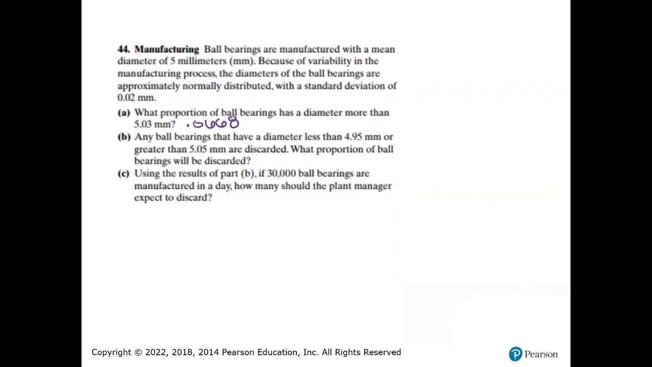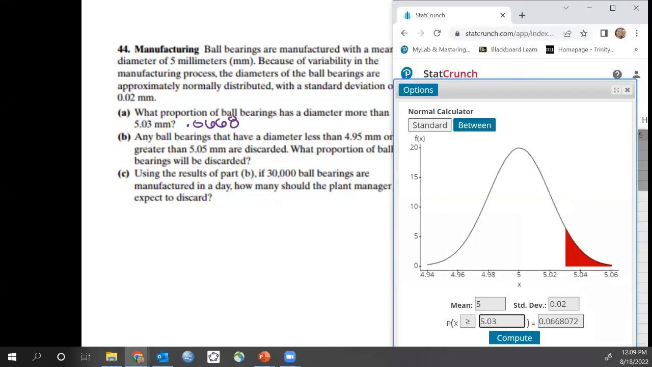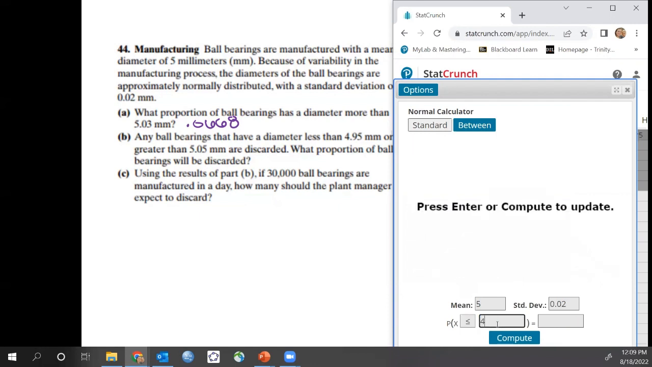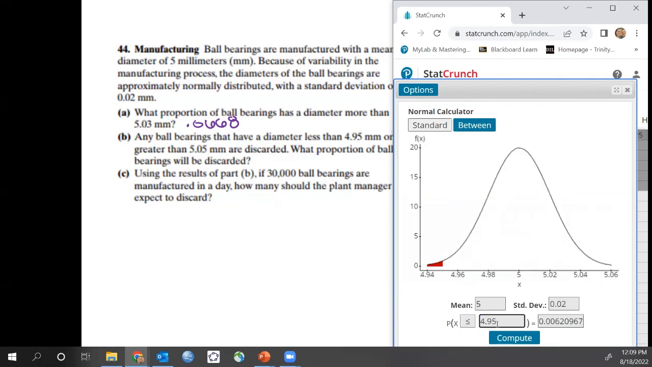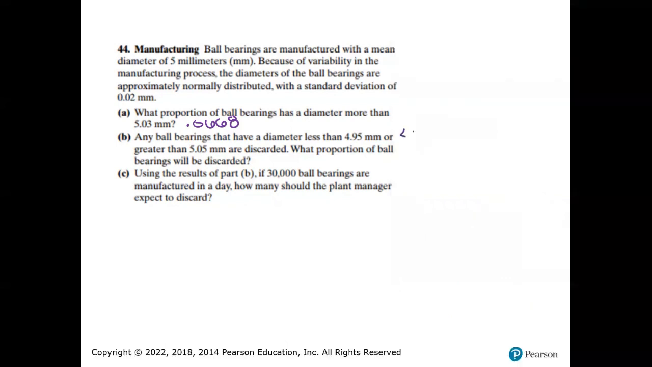All right, any ball bearings that have a diameter less than 4.95 or greater than 5.05 are discarded. What proportion of ball bearings will be discarded? All right, so we have to do this in 2 steps. We need to know less than 4.95 and greater than 5.05. All right, so less than 4.95. So let's do that one first. 0.0062. So less than is 0.0062.